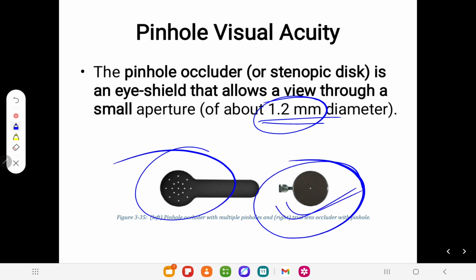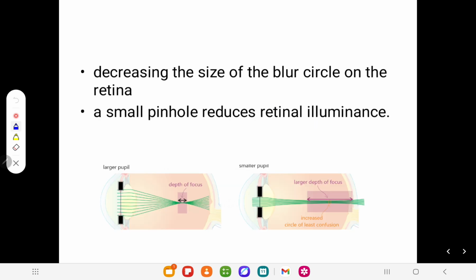You can see a lot of single pinholes in the trial frame. You see this type of pinhole in low vision clinics and so on. So what does a pinhole do? Pinhole does not work on the principle of the Stiles-Crawford effect. It's not that.